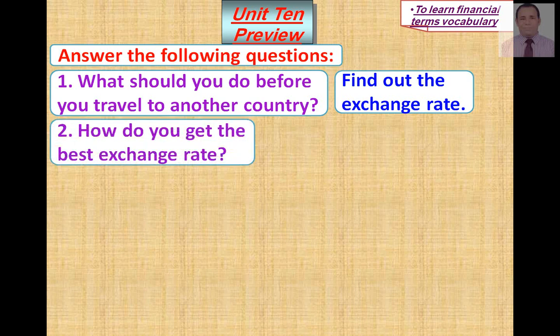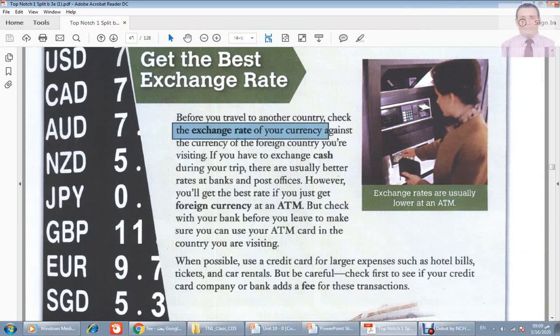The second one, how do you get the best exchange rate? You know that the exchange rate may differ from one place to another. Maybe the exchange rate at the bank is different from another place. So how do you get the best exchange rate? That's the question. Okay, here, let's complete. If you have to exchange cash during your trip, there are usually better rates at banks and post offices. So how do you get the best exchange rate?